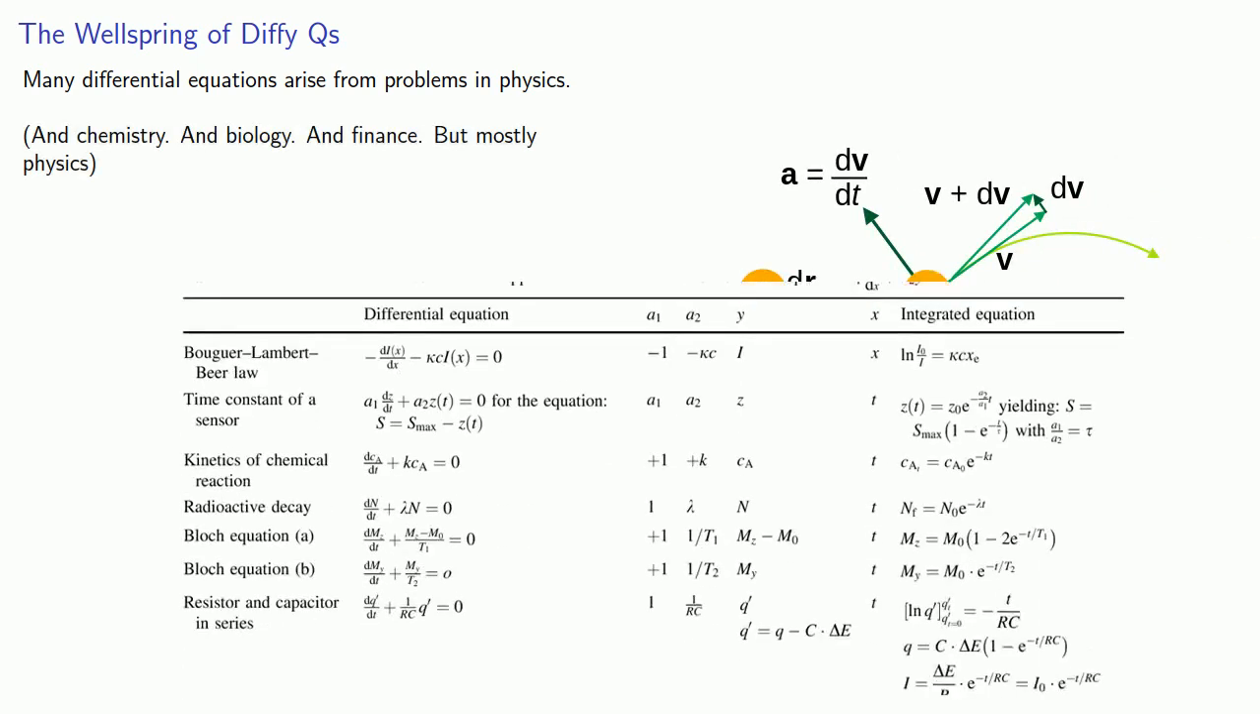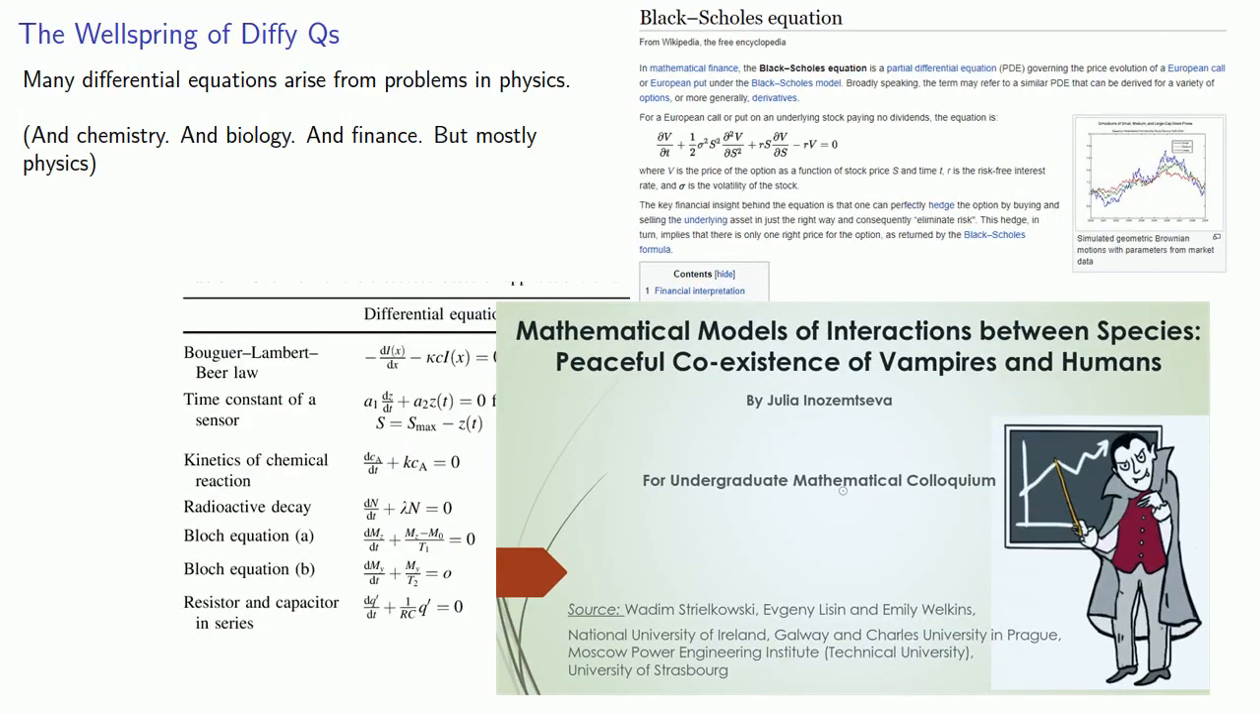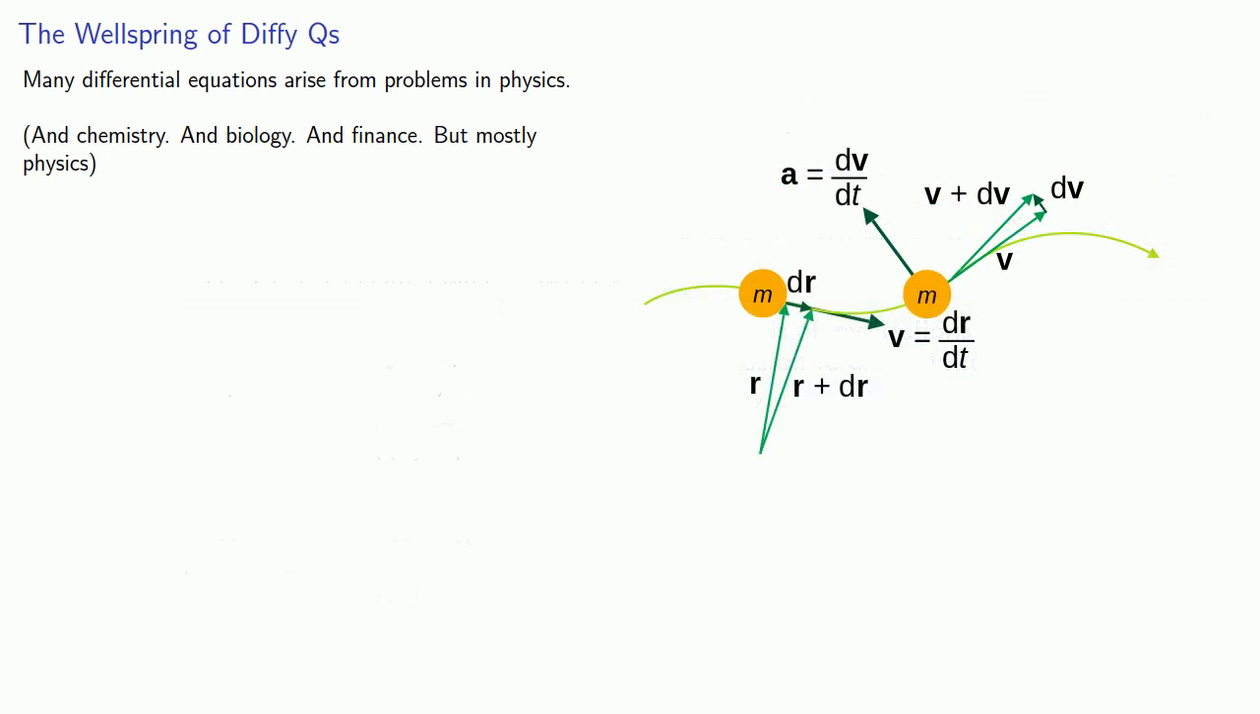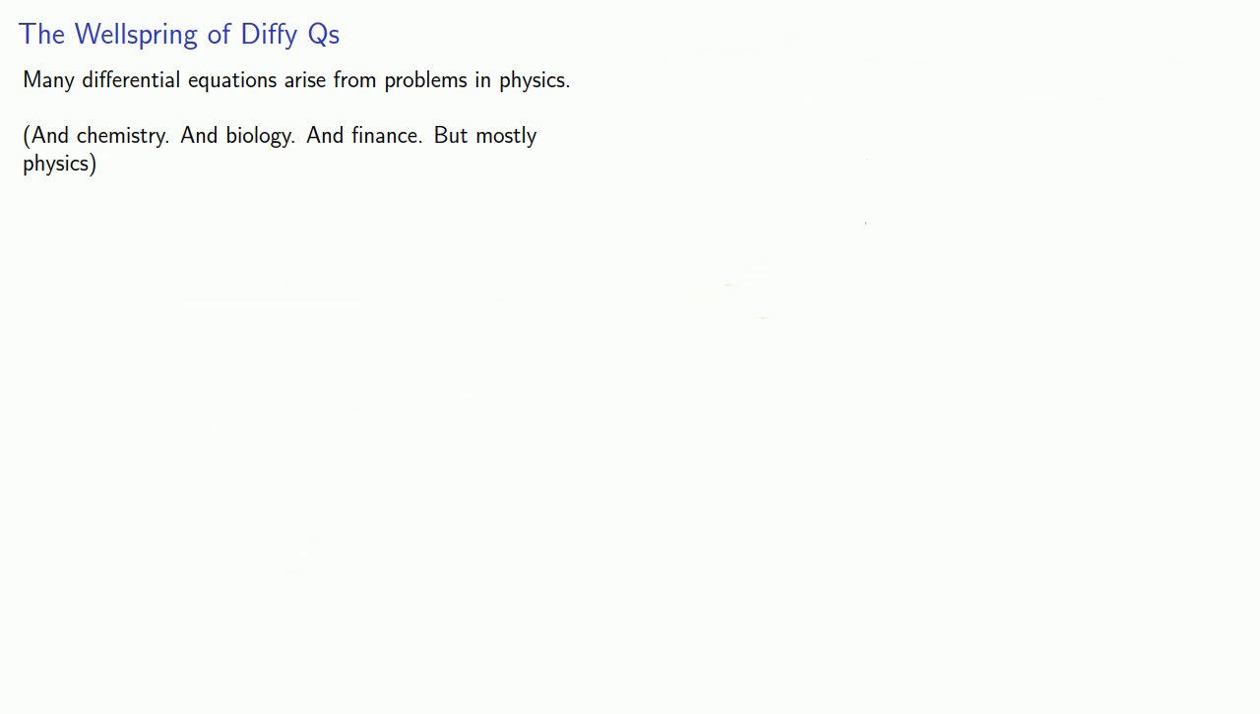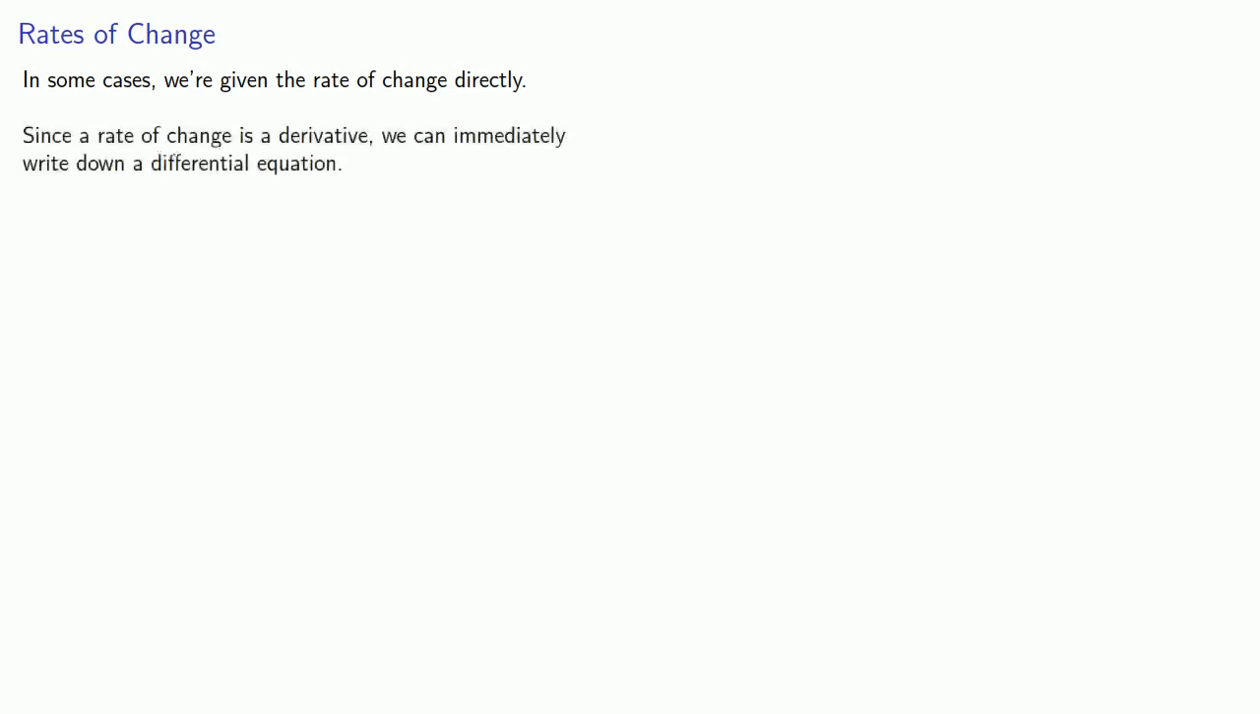So many differential equations arise from problems in physics, and chemistry, and biology, and finance, but mostly physics. Okay, actually, differential equations pretty much show up any place you do any sort of modeling with mathematics. So here's the important question. Given some real-world situation, how can you produce a differential equation? In some cases, we're given the rate of change directly. And since a rate of change is a derivative, we can immediately write down a differential equation.